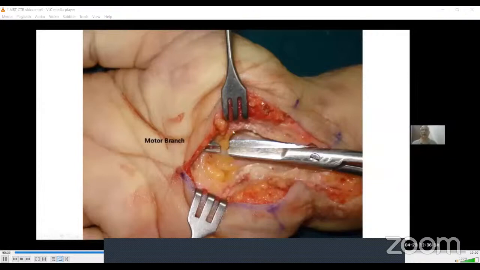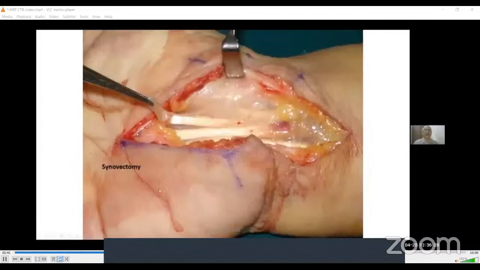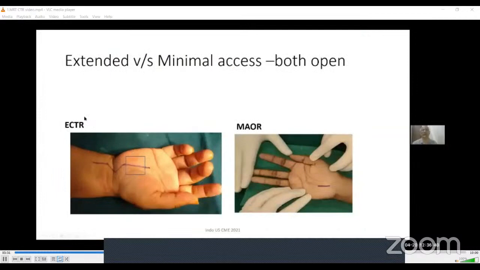Now we come to the minimal access technique. This square that I have drawn shows you what actually the incision is in the minimal access open release, which is this one over here on the right. So we start by marking the radial aspect of the fourth ray. And in that radial aspect, we mark the incision 1.5 to 2 centimeters, stopping well short of the distal wrist crease.